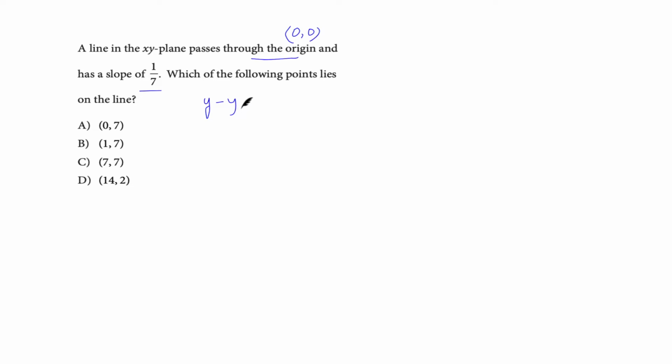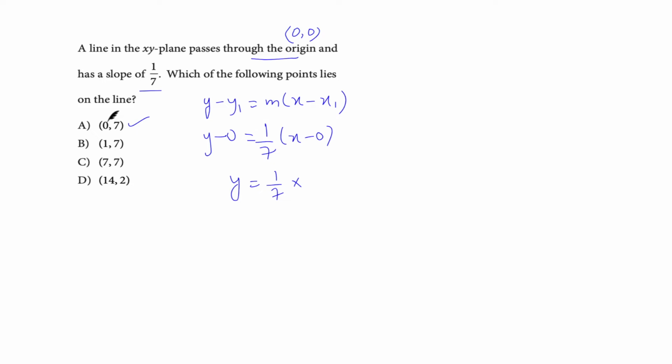Y minus y1 equals m into x minus x1. Y minus 0 equals 1 over 7 x minus 0. So our equation is y equals 1 over 7x. Now what you have to do is simply put these points in the equation and see which of the following points satisfies our equation. Let's start with option choice A.